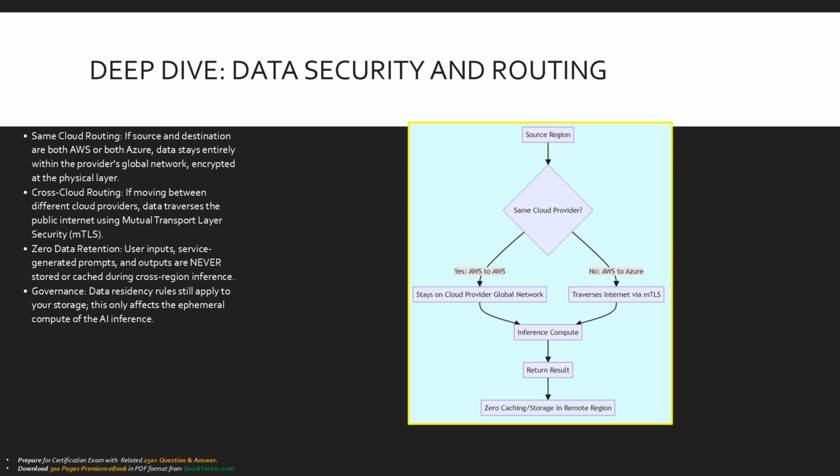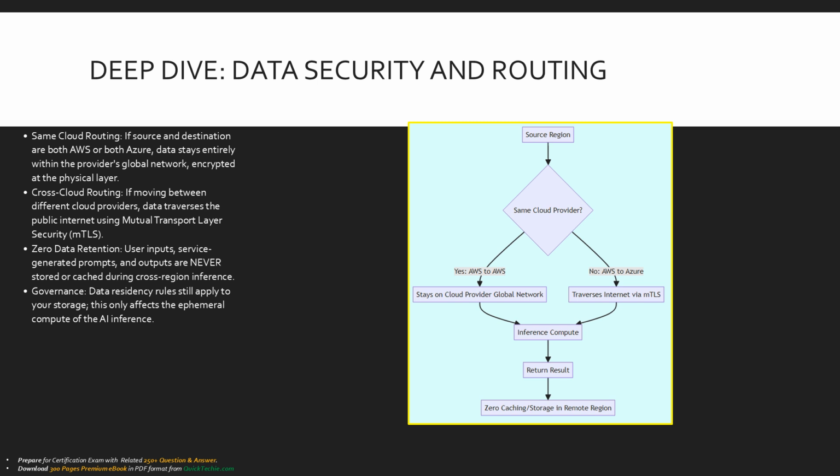Follow the data path in this flowchart. Starting at the source region, Snowflake checks if the destination shares the same cloud provider. If yes, it routes safely over the provider's isolated global network. If no, it secures the payload with MTLS over the internet.